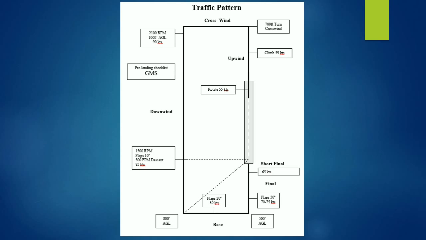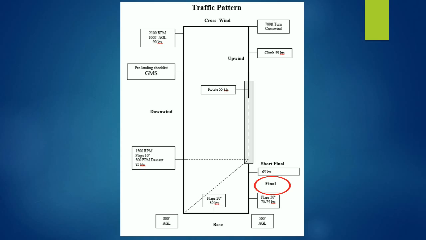Now, each leg has a specific name for it. So after you take off, we're going to fly the upwind, so it's parallel to the runway. We basically maintain runway heading and climb upwind. Then when we make our first left turn, that's called the crosswind leg. Make another left turn, that's the downwind leg, and that will parallel the runway. Then finally you're going to turn base 90 degrees, and then your last 90-degree turn is your turn to final.